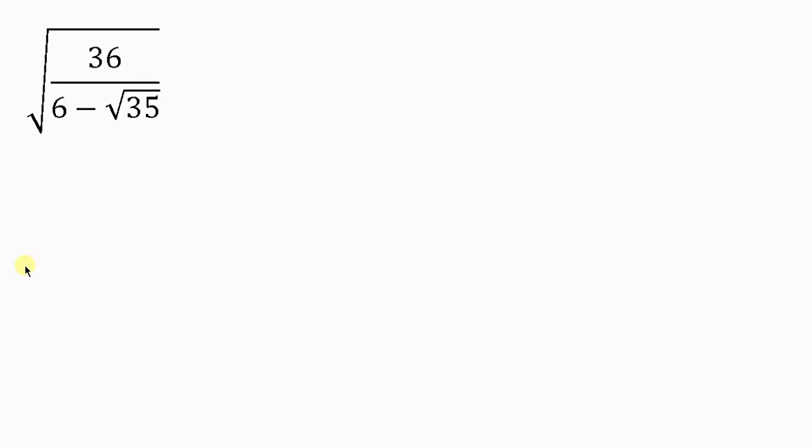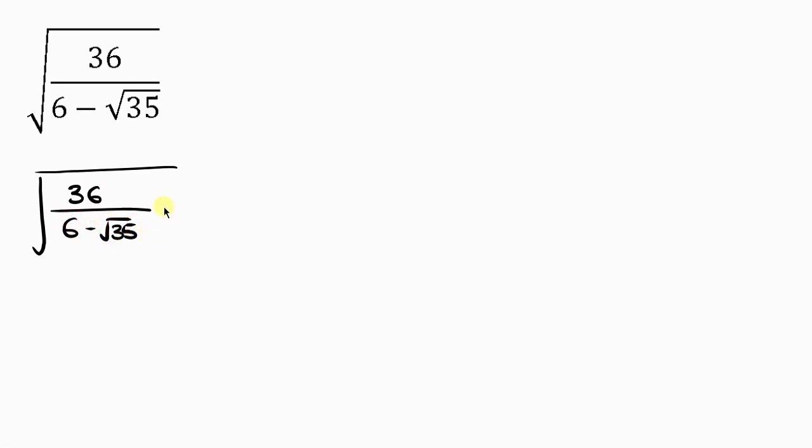Look at this nice and beautiful question on the board that we're going to be solving. The question says, find the value of the square root of 36 all over 6 minus the square root of 35. Well, our first step will be for us to rationalize the denominator. So we have the square root of 36 all over 6 minus the square root of 35.